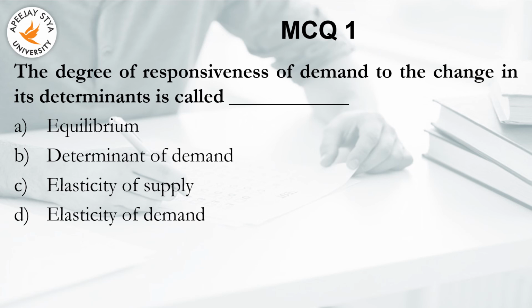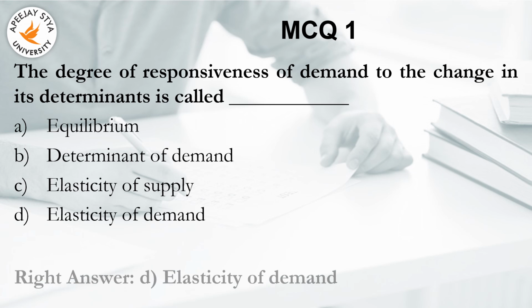Let us now check what we have learned in this video with the help of some multiple choice questions. And the question number one is, the degree of responsiveness of demand to the change in its determinants is called A. Equilibrium, B. Determinant of demand, C. Elasticity of supply, D. Elasticity of demand. And the right answer is D.